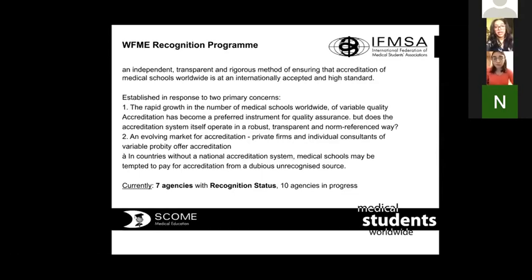And that's why agencies will get the recognition program, so they can make sure of the quality of the educational program of all these medical schools. And the second concern is the evolving market for accreditation. Private firms and individual consultants of variable quality offer accreditation.